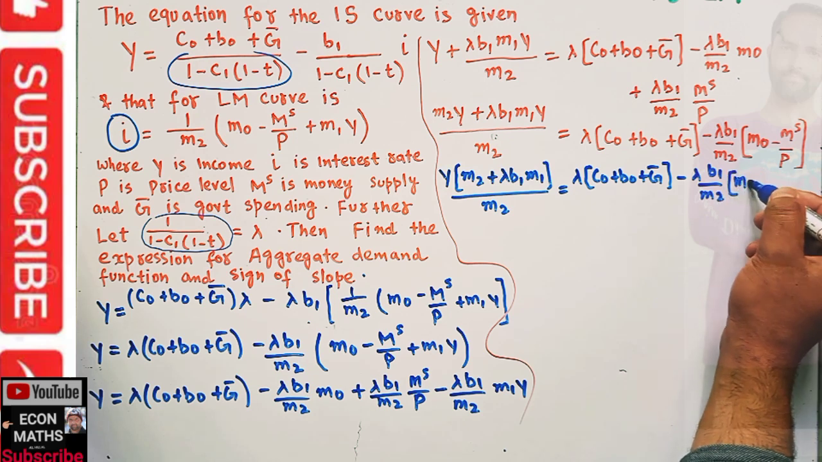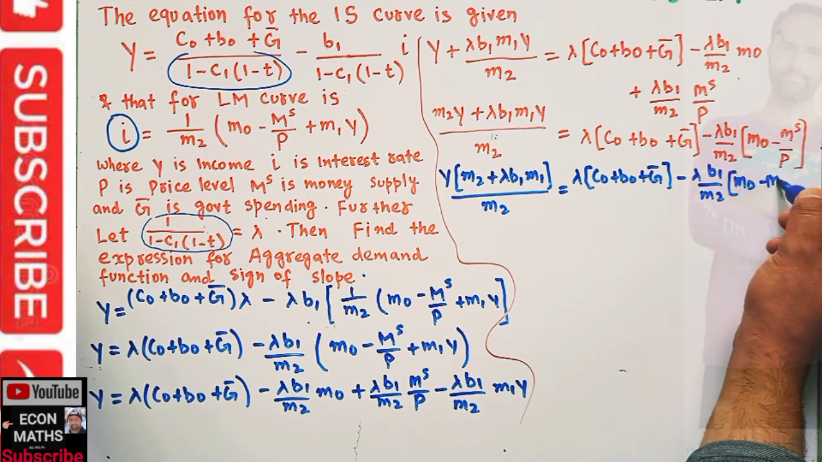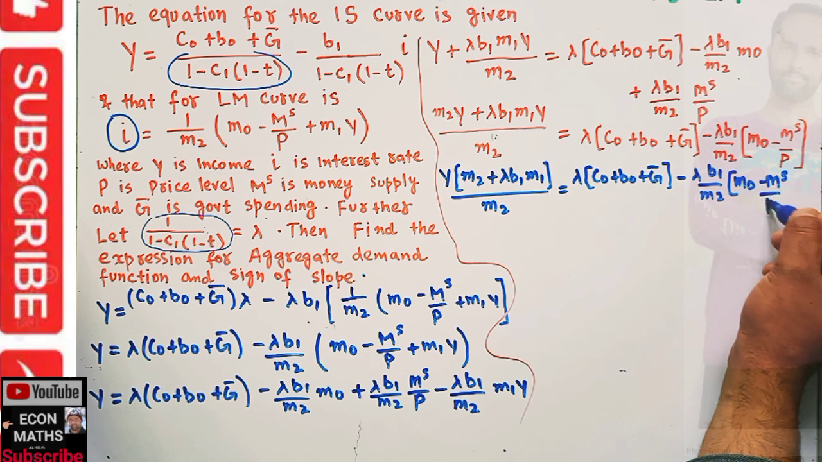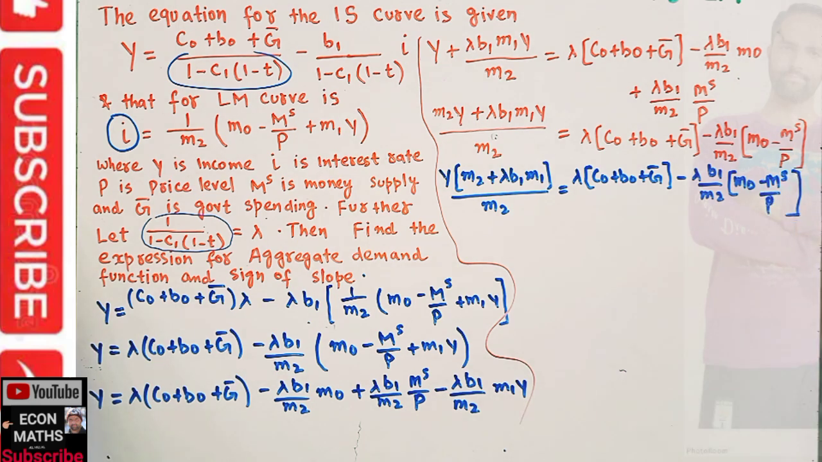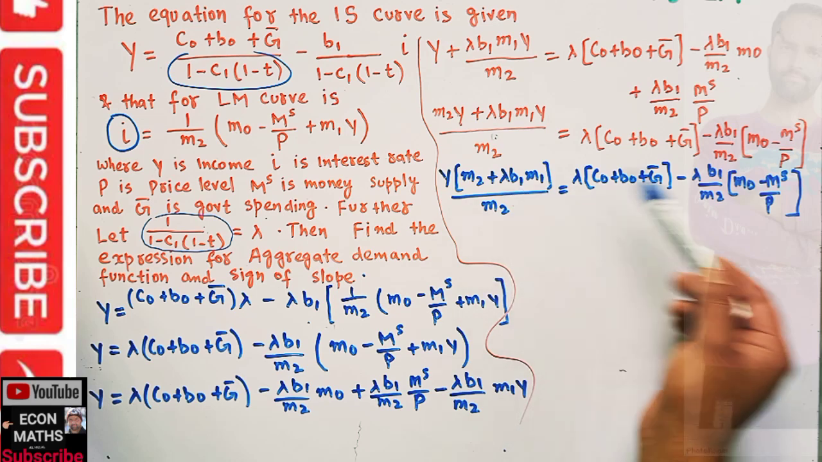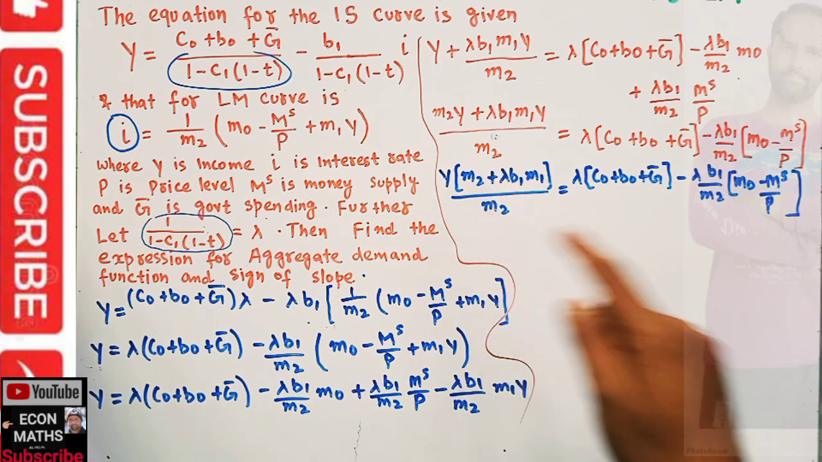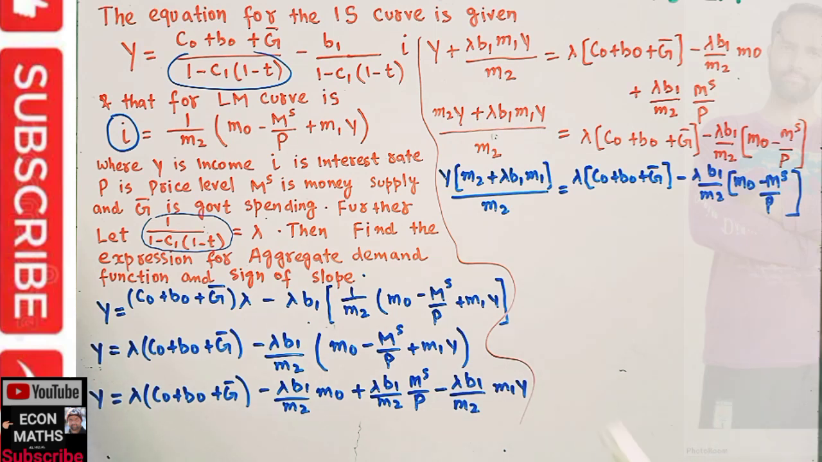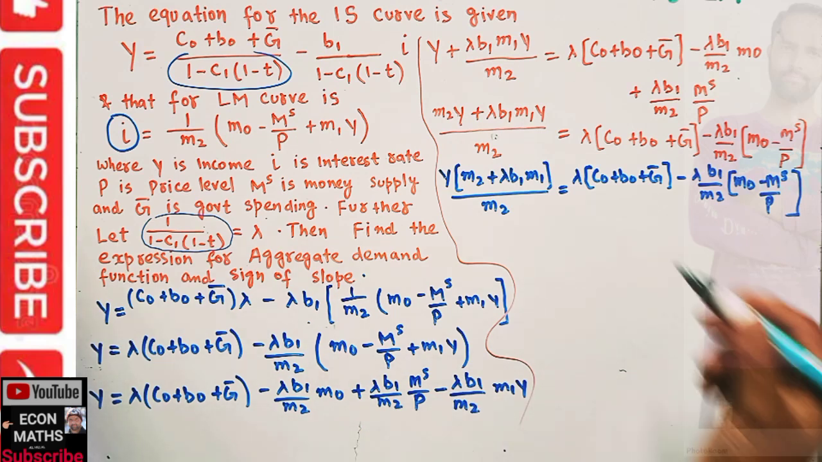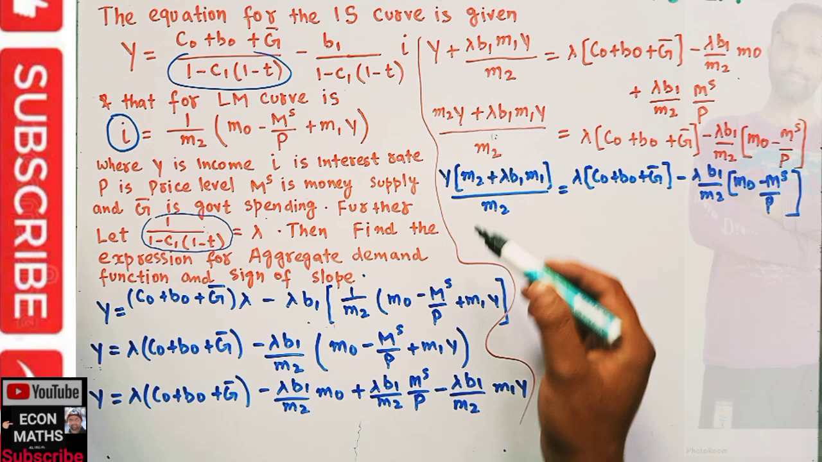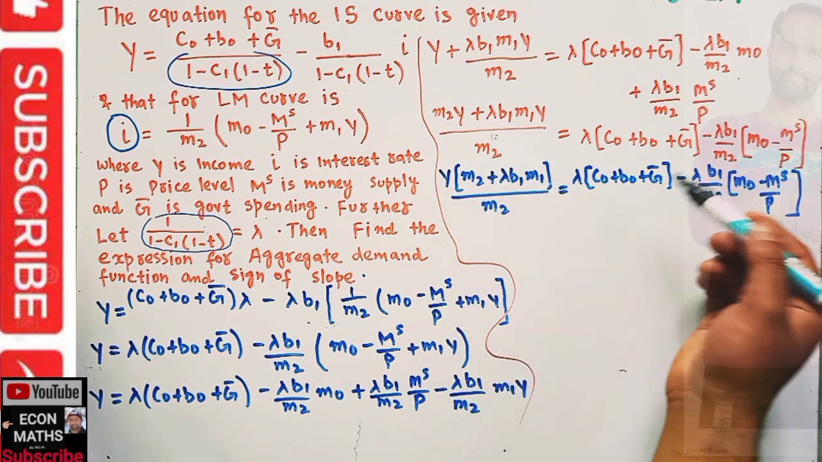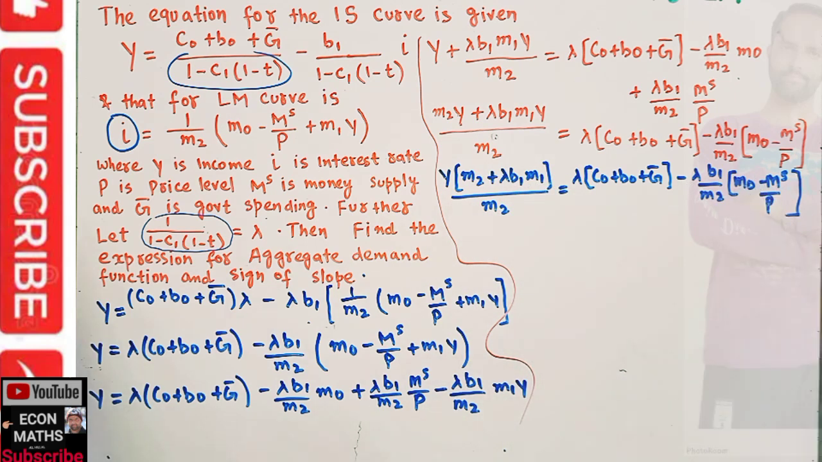We have (m naught minus ms) upon p here. Now just transpose this term to the RHS. It will get reciprocated and multiplied to each of the terms. So we have two terms, this term and this term. When I transpose it, it will get multiplied and reciprocated to each of these terms.